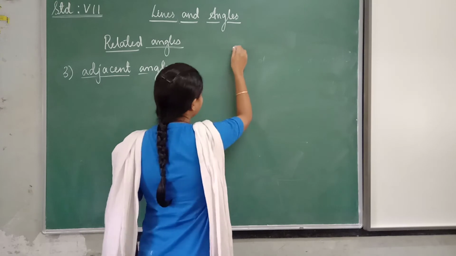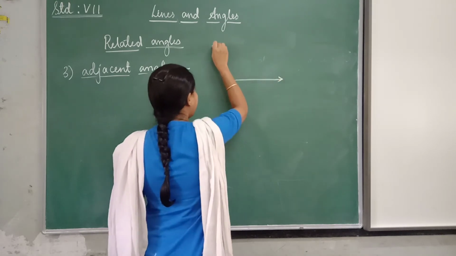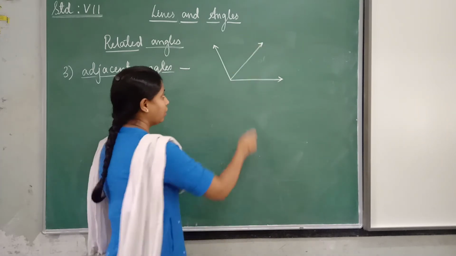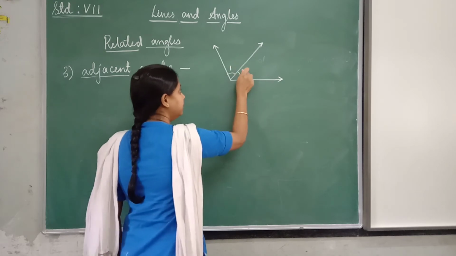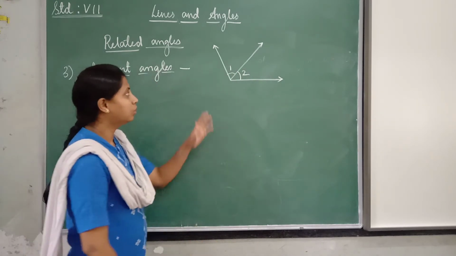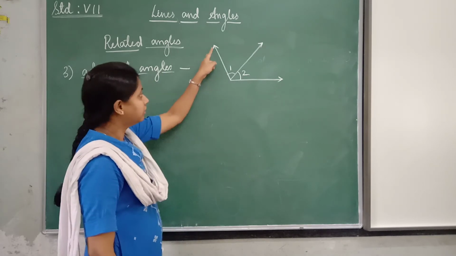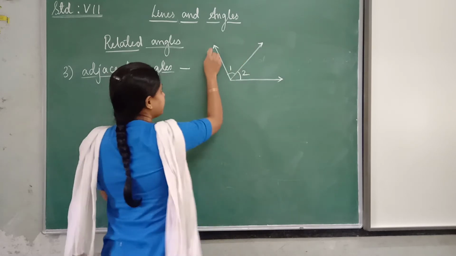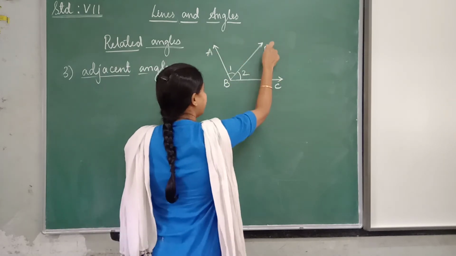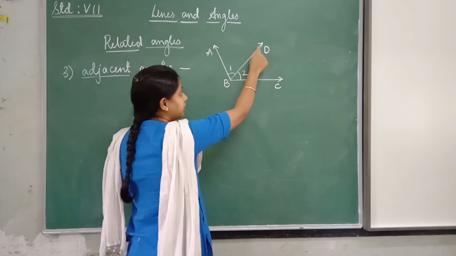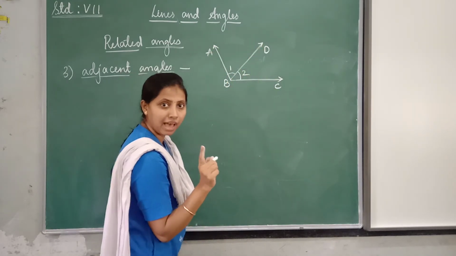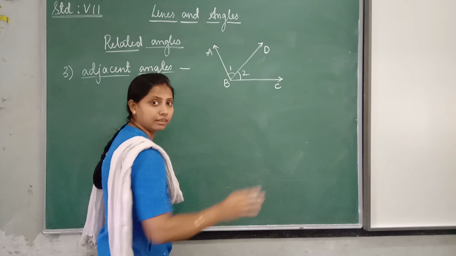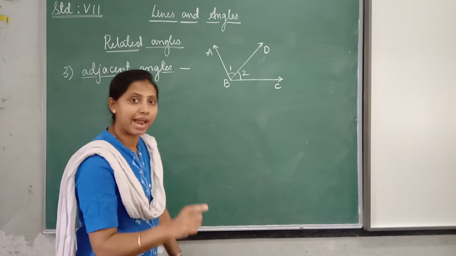Now for example, this is an angle. If I draw one more ray in this angle, now two angles are formed, one and two. What do you see in this, children? Both angles 1 and 2 have a common arm. I will name this A, B, C and D. ABD is one angle, DBC is another angle. Both these angles have a common arm DB. It is a common arm for both the angles. Such angles are said to be adjacent angles.